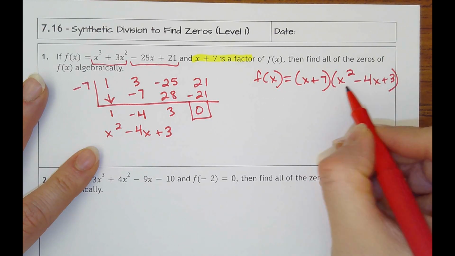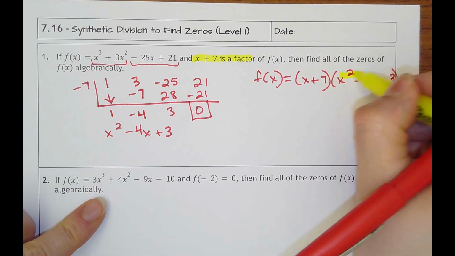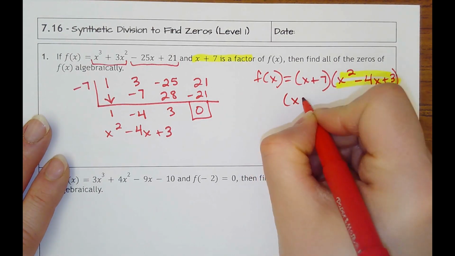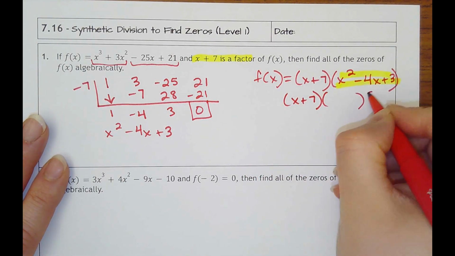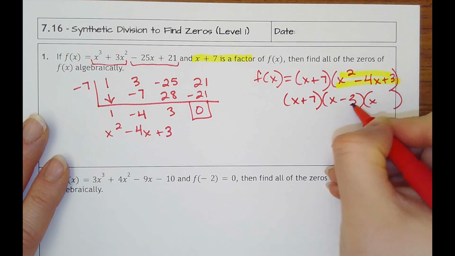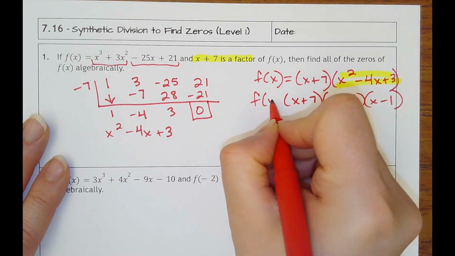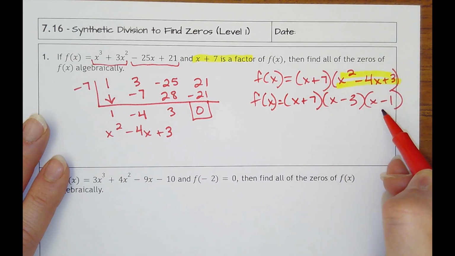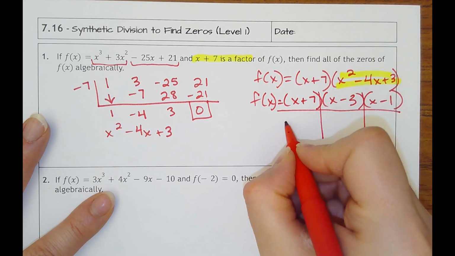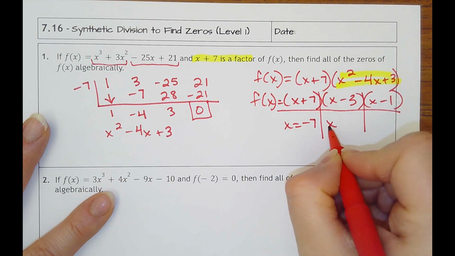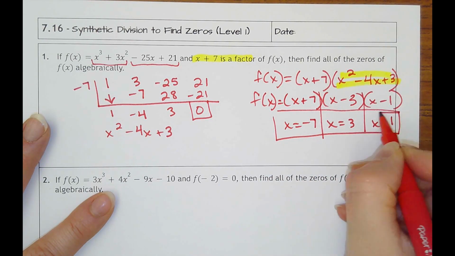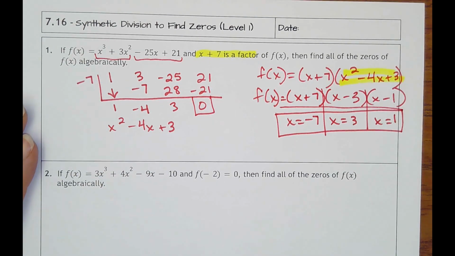So then my job is to continue factoring this. This is now something I can factor because it's a quadratic. And so you got to think about what multiplies to make 3 that adds to make negative 4. That would be negative 3 and negative 1. So now this polynomial is fully factored, and so you just have to find the zeros from the factors. So this would be negative 7, this would be 3, and this would be 1. Those are the x-intercepts or the roots or the zeros.